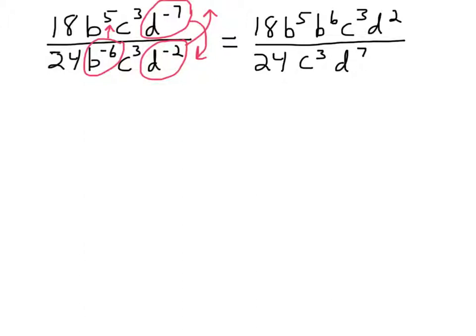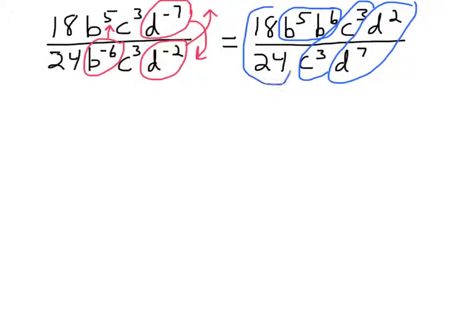So I'm going to circle the parts that could be combined. We have a d to the 2nd and a d to the 7th. Those are the same base because they both have a base of d. You have d here and d here, so those can be combined. You also have a c cubed and another c cubed. You have a b to the 5th and a b to the 6th right next to each other in that numerator. And then we have the 18 over 24.